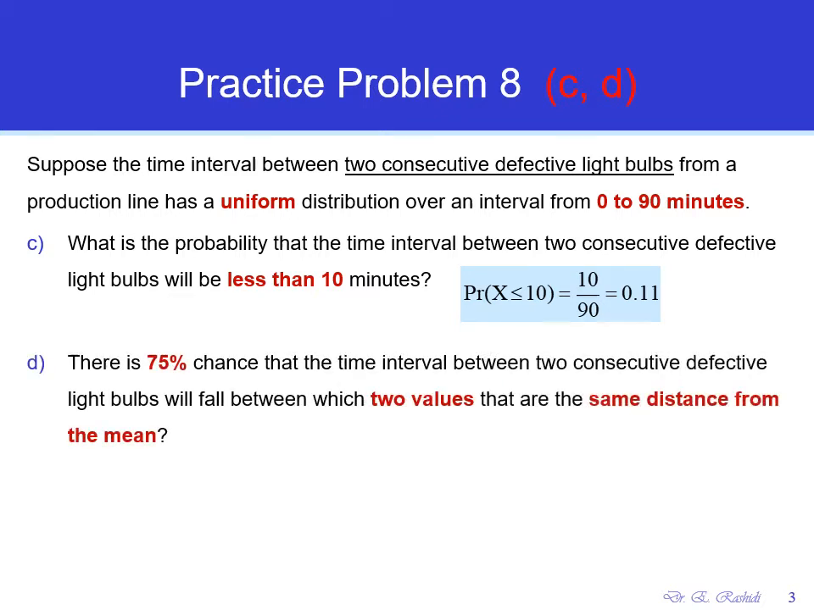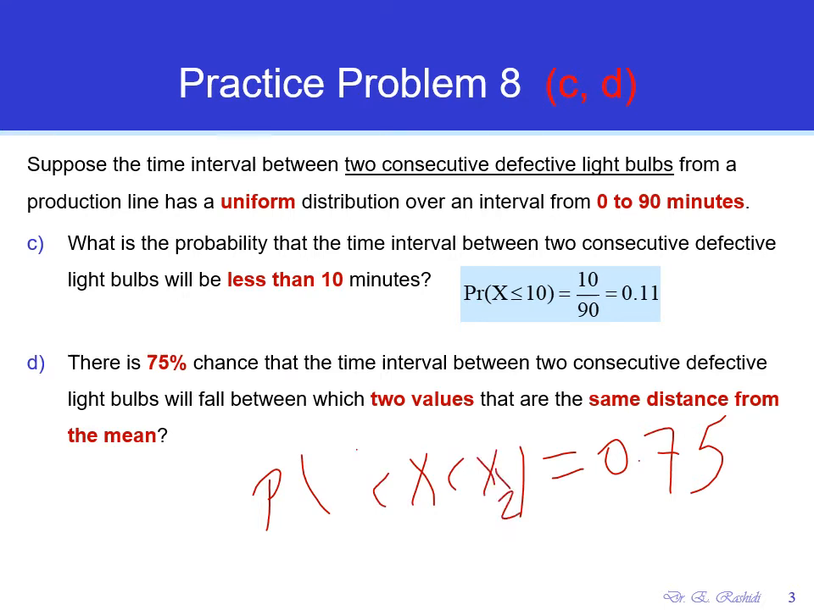There is a 70% chance that the time interval between two consecutive defective light bulbs will fall between which two values that are the same distance from the mean? So here we have the probability, and that is equal to 75%. What we are looking for are the two values here. I'm going to call them x2 and x1. So what are x1 and x2, in which the probability that x falls between x1 and x2 is 75%, and x2 and x1 are the same distance from the mean?